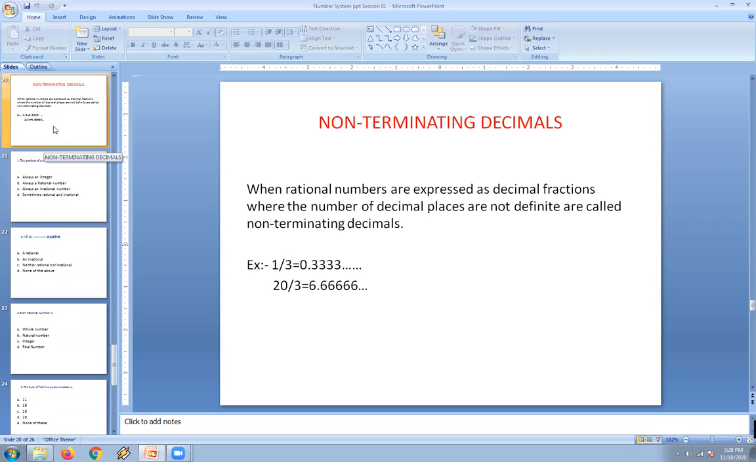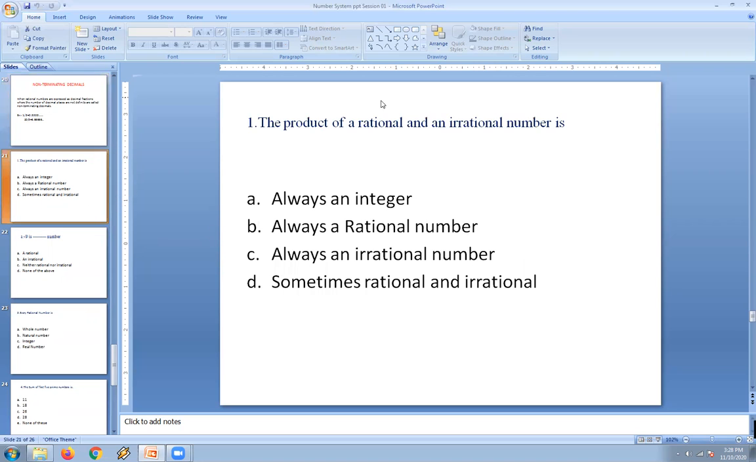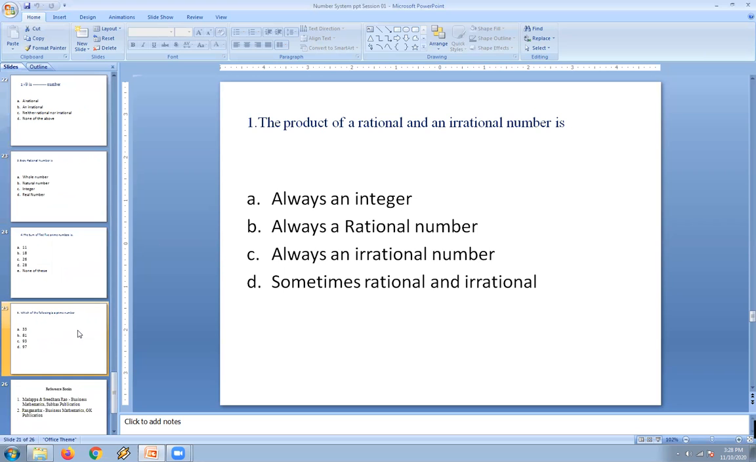So these are all the different types of numbers. Here we can see some MCQ questions. The product of a rational and an irrational number is always an integer, or always a rational number, or always an irrational number, or sometimes rational or sometimes irrational. For this we have to give the answer.